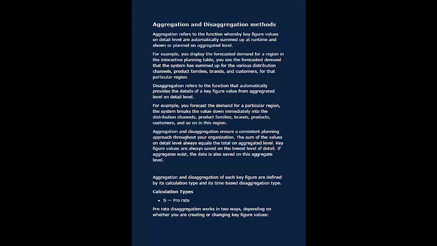For example, you can display forecast demand for a region in the interactive planning table. You see the forecast demand that the system has summed up for various distribution channels, families, brands, customers for that particular region. Disaggregation refers to the function that automatically provides details of key figure value from aggregated level on detail level. For example, you forecast demand for a particular region, the system breaks the value down immediately into the distribution channels, product family, brands, products, customer, and so on. So aggregation and disaggregation of each key figure are defined by its calculation type and its time-based aggregation type.